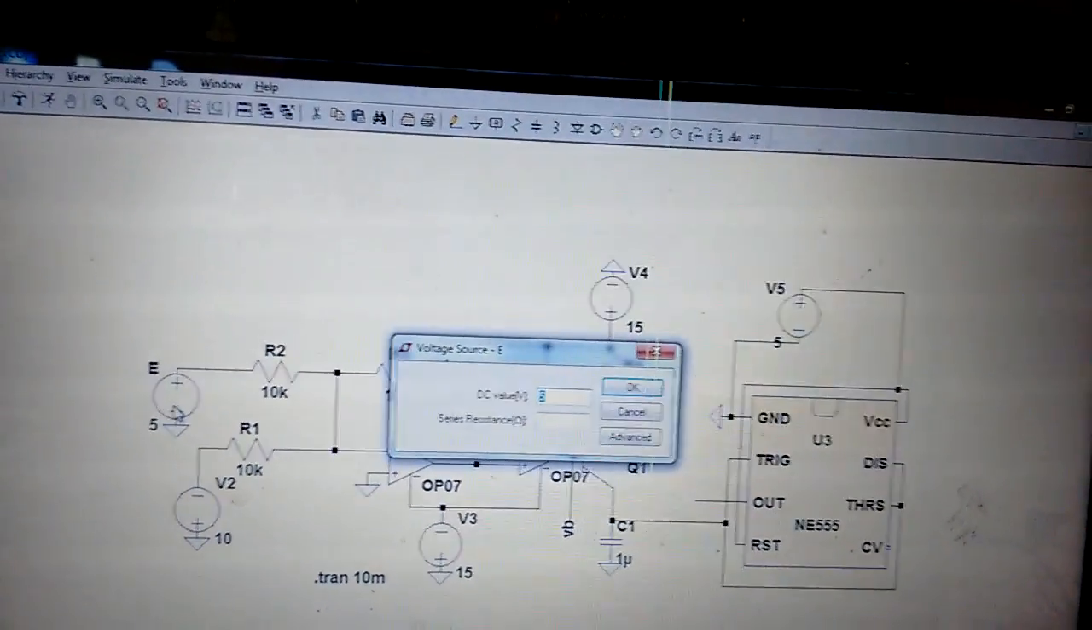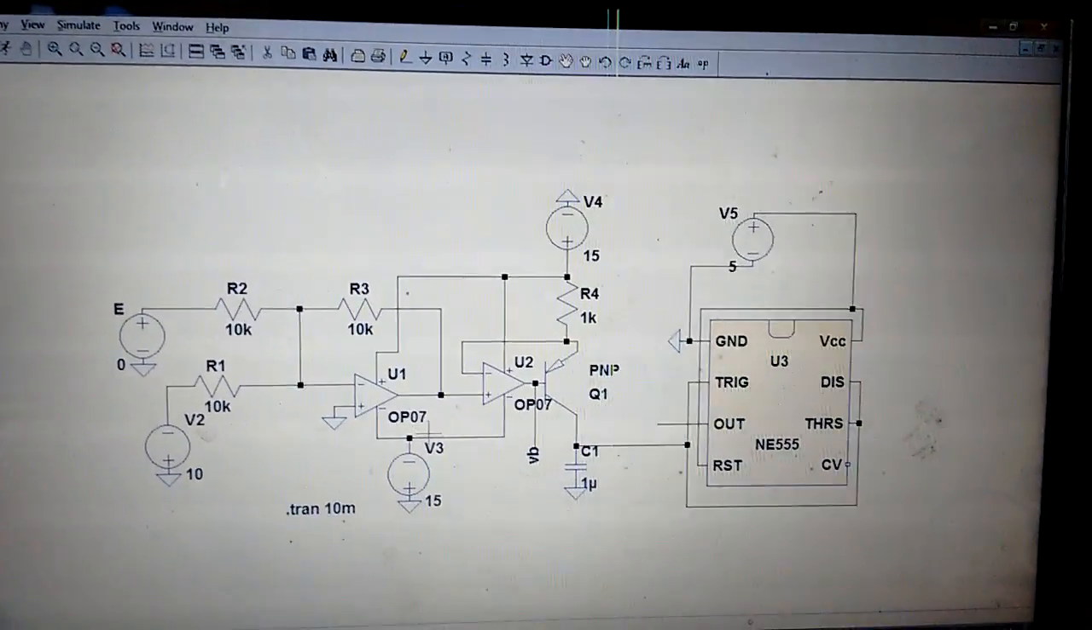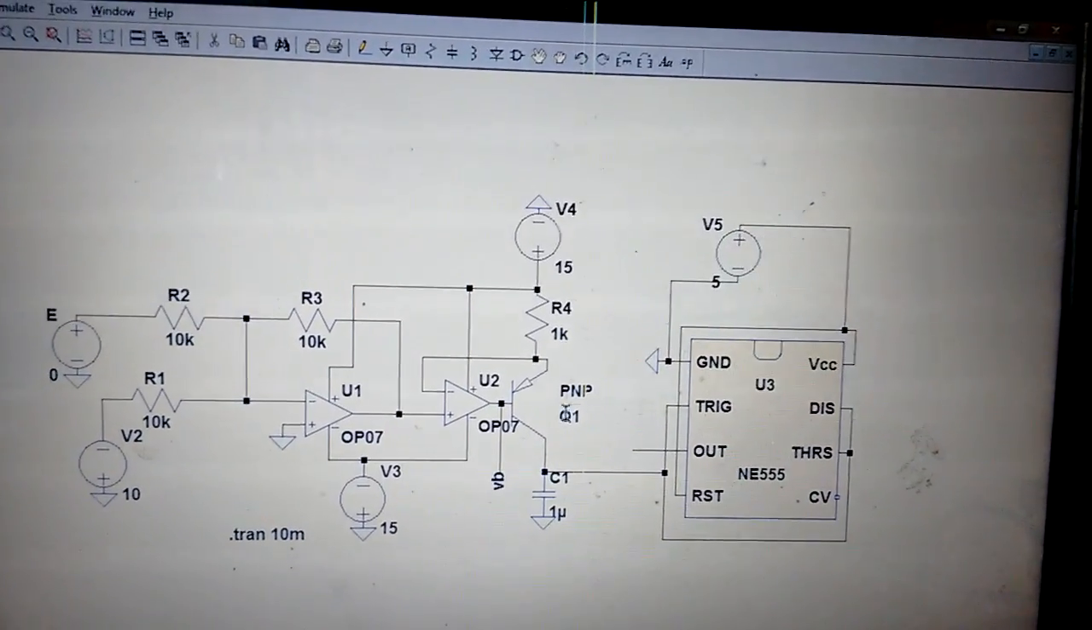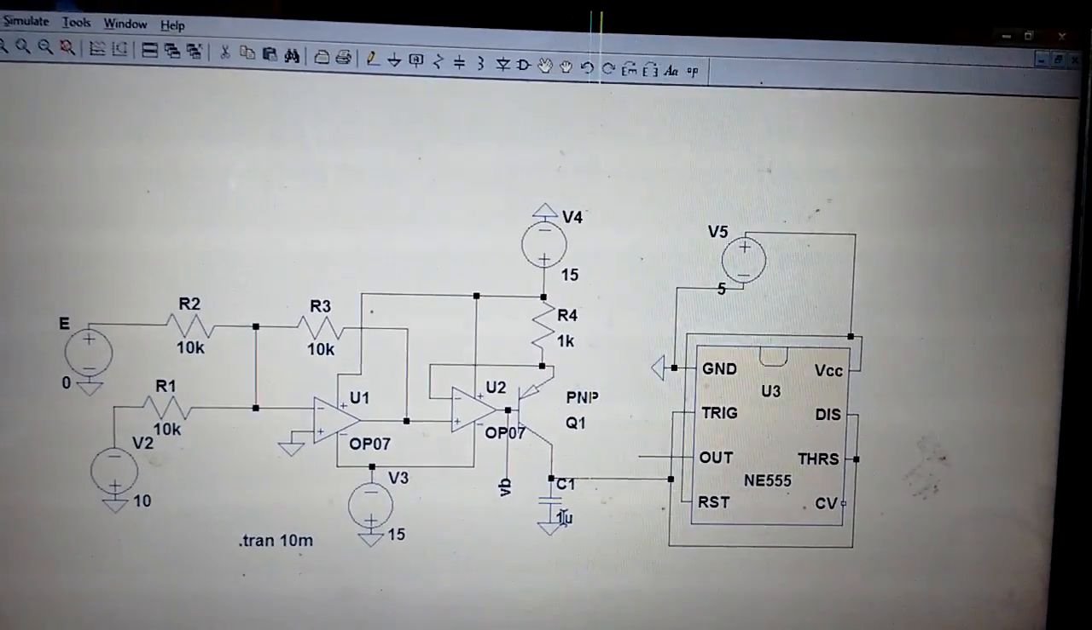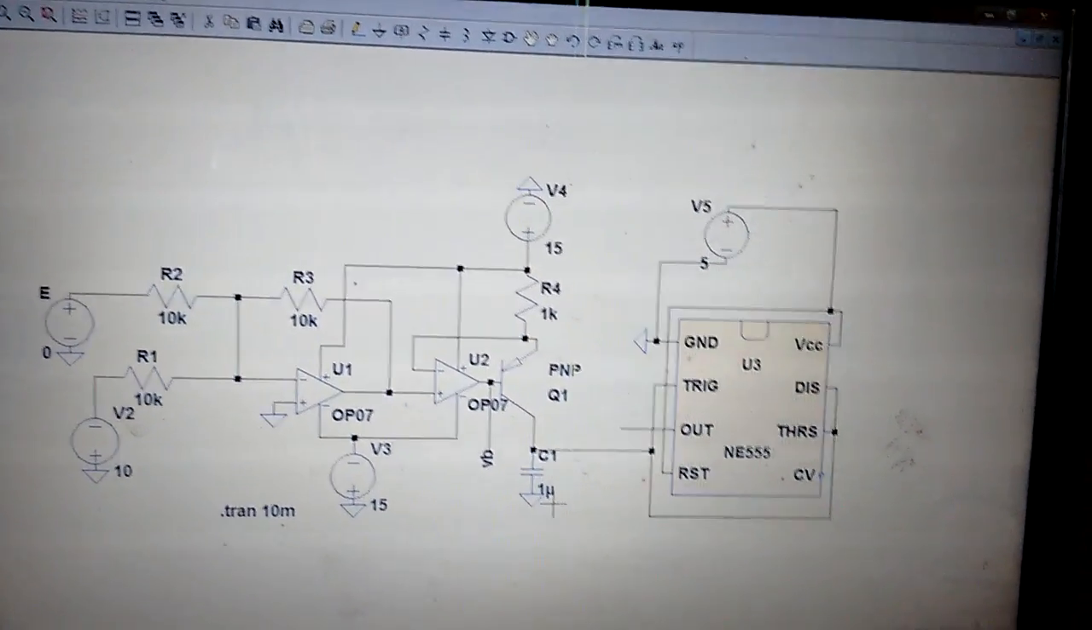So initially I will give 0 volts, right? Now see, this R_E and C1: I have given R_E as 1 kilo ohm and C1 as 1 microfarad. If you change this R_E and C, we'll see what changes occur.